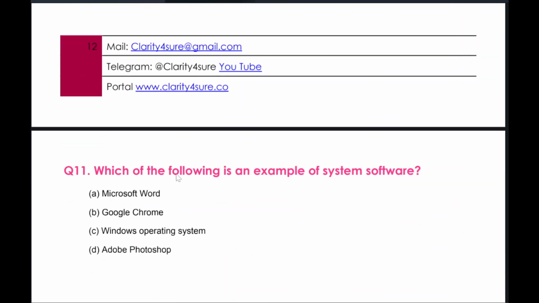Then we have: which of the following is an example of system software? Microsoft is not a system software. Google Chrome is not. We have the Windows operating system as a system software, and not Adobe Photoshop.